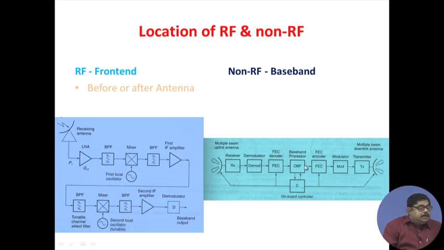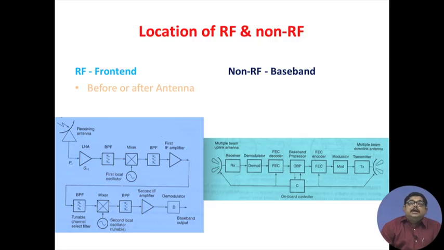Whereas, if you see the right side, in a non-RF system, after this IF amplifier, it finally comes to a demodulator. After the demodulator there is a forward error correcting decoder, then a baseband processor, then an onboard controller, forward error correcting controller, and modulator. All of these you have learnt in your other courses.